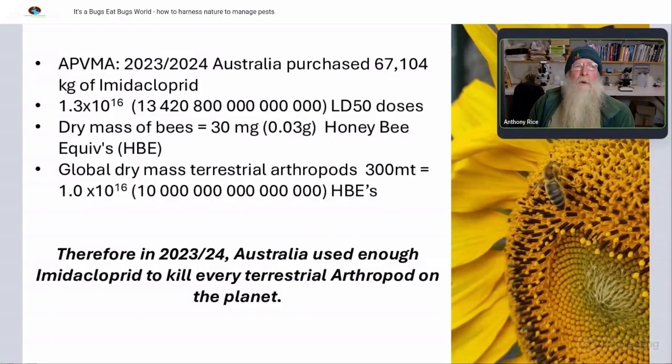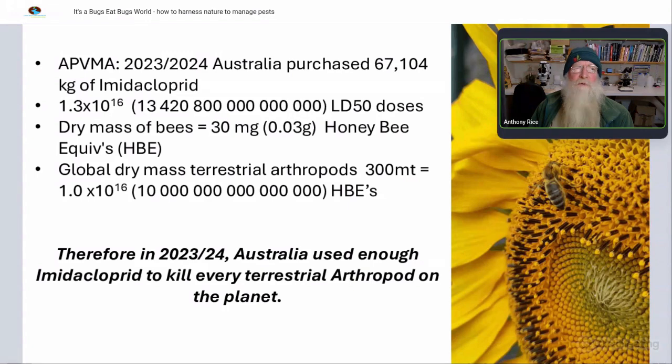So according to the APVMA, in 2023-2024, Australia purchased and used 67,104 kilos of imidacloprid. It was again in Australia our number one insecticide that we bought and used. If you divide that by the lethal dose for bees, it's 1.3 times 10 to the 16th lethal doses for bees. Now, a bee weighs about 30 milligrams. That's average. You get heavier and lighter ones. And I'm calling that my honeybee equivalents.